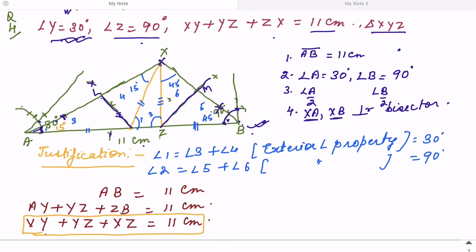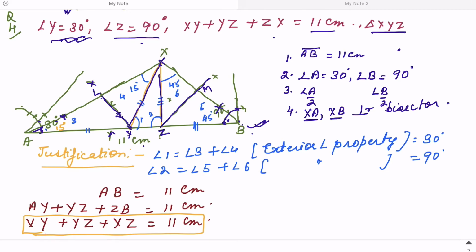Now as we draw the perpendicular bisector and we extend it, it will meet the AB line at Y and Z. We are getting two points Y and Z. We join the lines XY and XZ. This is the triangle formed, XYZ, with perimeter 11 centimeter.